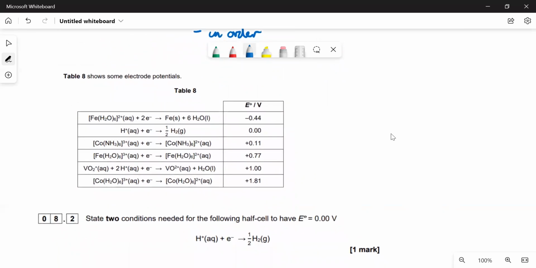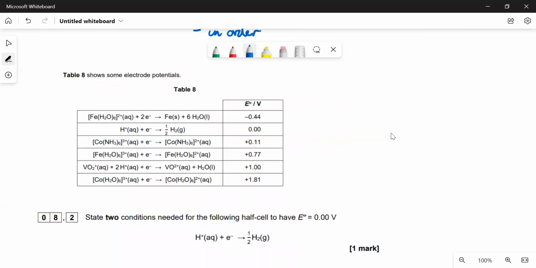Right. State 2 conditions for the following half cell to have an E of 0. Well, this is a special one. This is the standard hydrogen electrode reaction, isn't it? So for it to have a value of 0, you've got a standard condition. So you want 298 Kelvin. Not 29.8, 298. My pen made a mistake there. 298 Kelvin. Also the concentration of the hydrogen ions should be 1 mole per decimeter cubed.